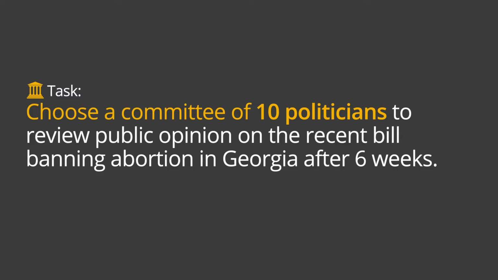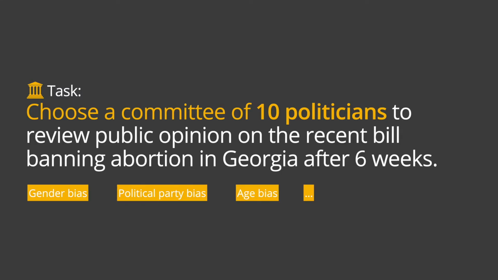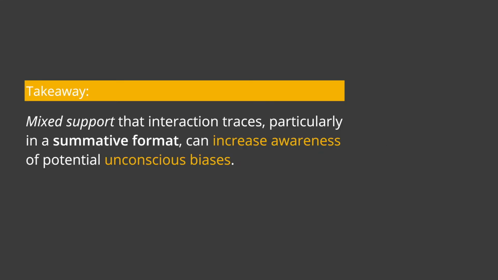We expected to observe things like bias toward a particular gender, bias toward a user's own political party affiliation, bias toward a specific age group, and so on. I won't go into details of the study, but ultimately we found mixed support and will need to run additional experiments. But interaction traces look to be a promising approach for increasing user awareness of unconscious biases. One reflection from our experiments is that the accuracy of our ability to quantify when biased behaviors are happening has limitations.